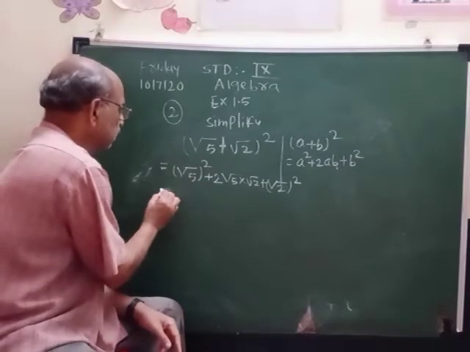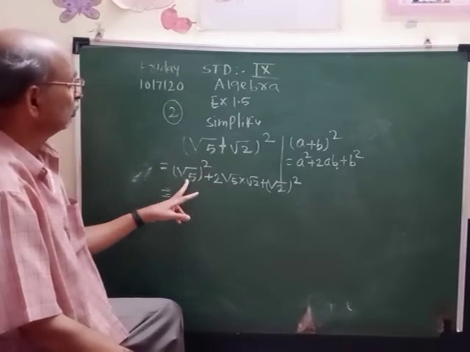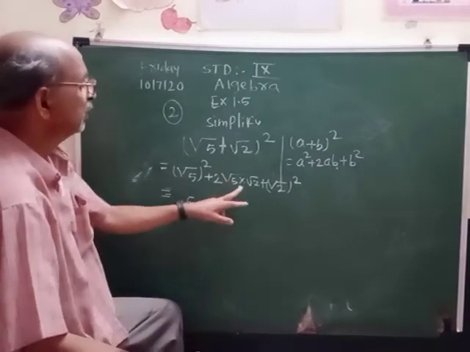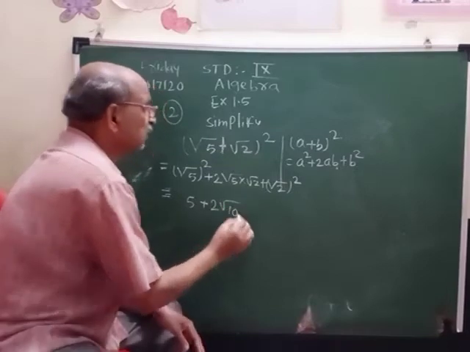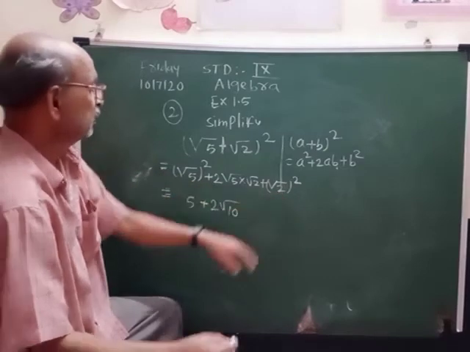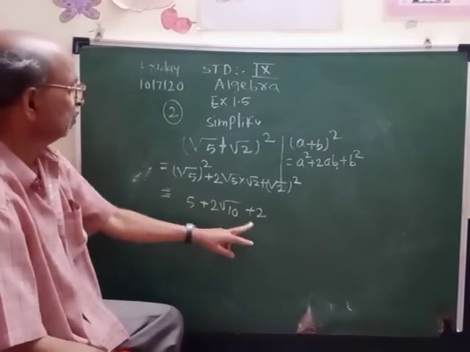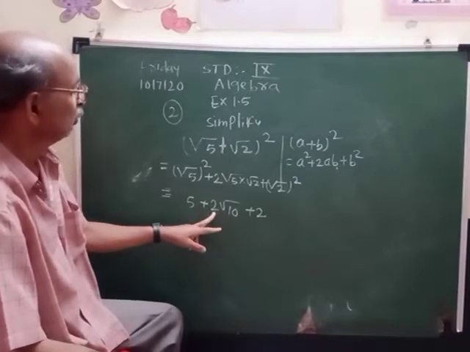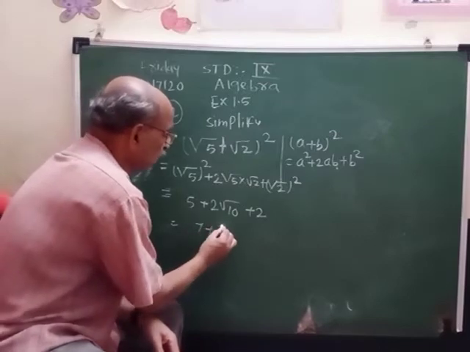Now I told you in the previous example, the square of the root will be the same number. So root 5 square is 5. Here both are irrational numbers, so we can multiply 5 into 2, that is 10. So 2 root 10 plus root 2 square, the square of the root term will be the same number, so it is 2. So in this way, 5 and 2 are rational numbers that we can add. But we cannot add this because along with it 2 root 10 is there. So these we cannot add. So 5 plus 2, that is 7 plus 2 root 10.